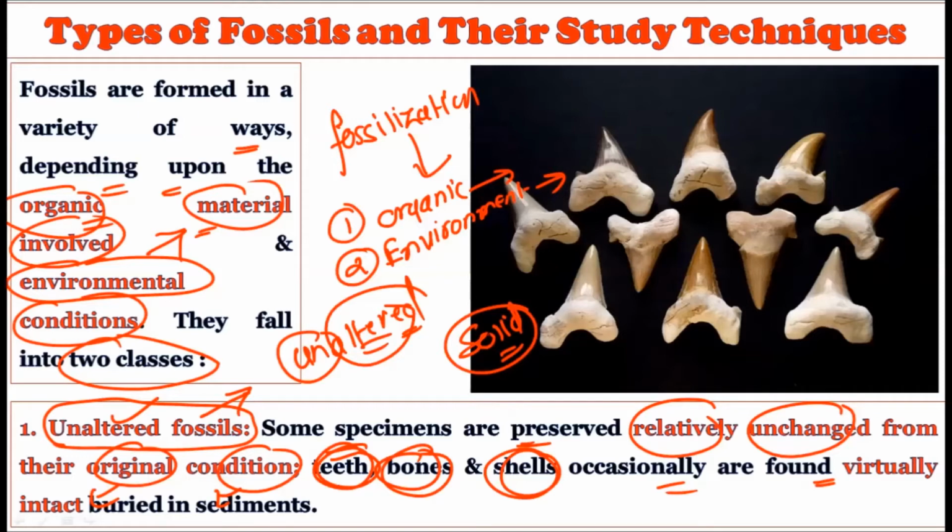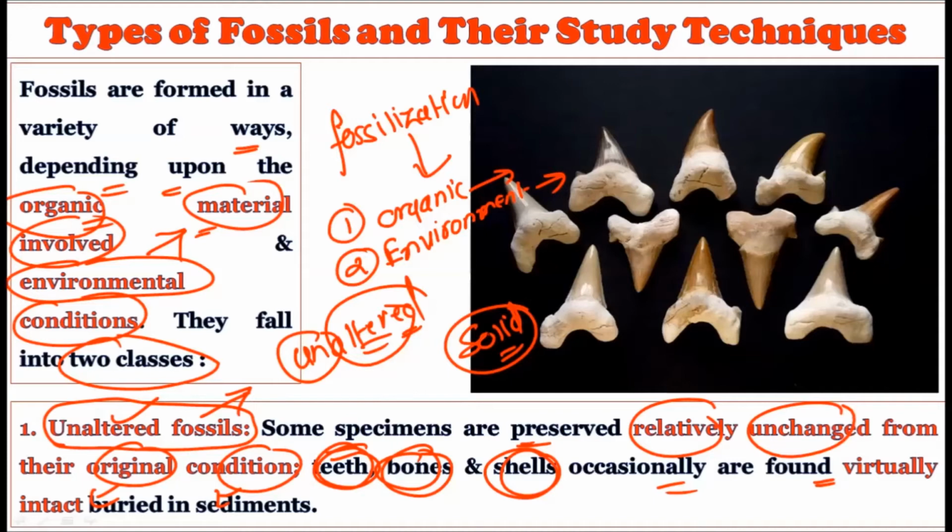So this type of material, which is very solid in nature, for example, the teeth, bones, and the shells, can virtually remain unchanged over a period of time, and we can find them intact in the fossil form. That is why rightfully we have described them as unaltered fossil, the fossil which does not get changed over a period of time. We are finding the intact teeth, intact bones, and intact shells of the organisms which lived on the mother earth millions of years ago.